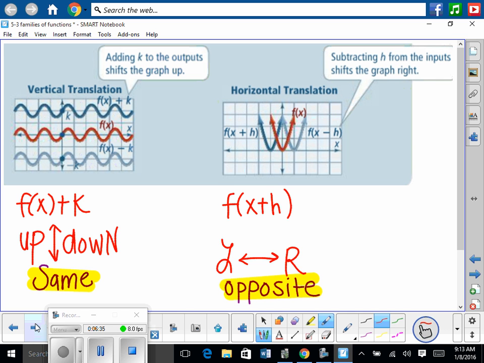Yes or no? Okay. Then we just talked about how if you add something on the inside of your function with x, that's your shift left and right, and you always go the opposite. So look up here. This red thing is f of x. Now look, this is f of x plus h. Notice, because it's plus h, we shifted back. We always go the opposite. This is f of x minus h. Because it's minus, we shifted it forward. Is everybody comfortable so far? This is not new to us.